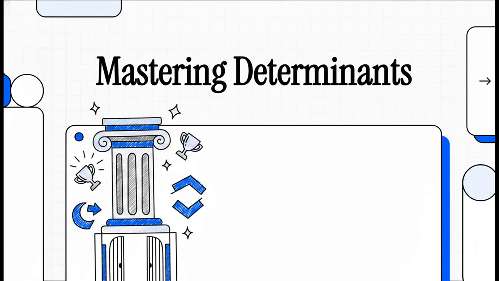Look, if you're gearing up for your board exams, you already know that linear algebra is an absolutely massive pillar of your math curriculum. But right in the middle of that pillar is a specific concept that acts as the gatekeeper to those really high scores. I'm talking about the determinant.